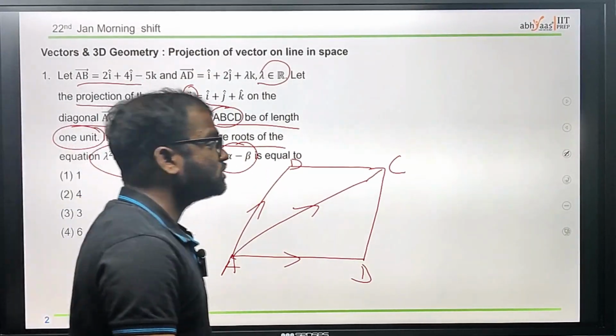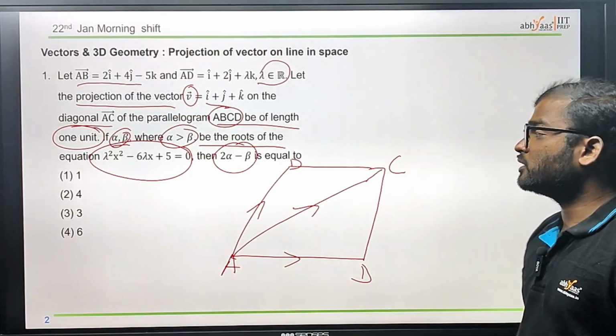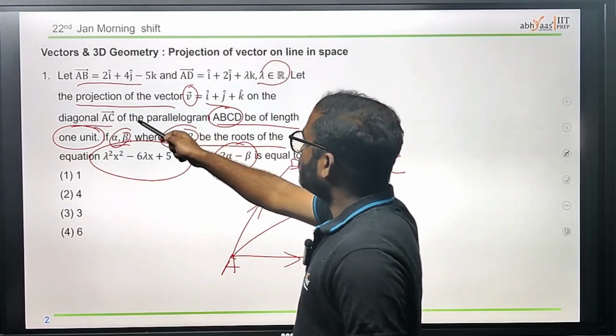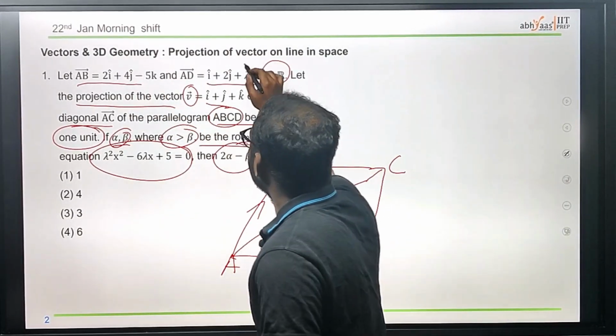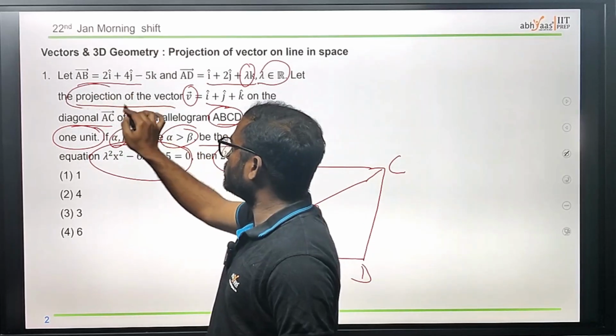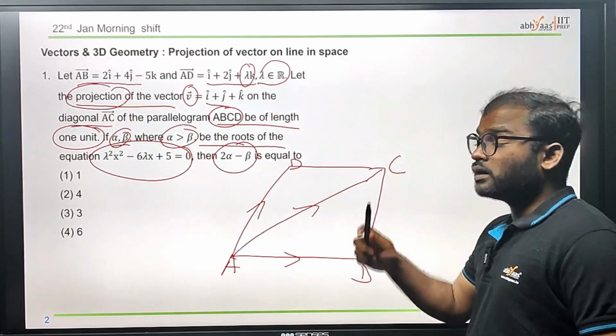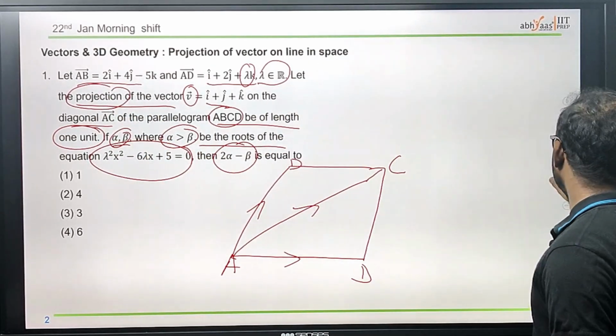We will use whatever information they have given. Firstly they have given the projection of v bar, and also they have given this AD bar. We need to find this lambda. We need to use the projection formula in order to find the lambda value. Okay, let's get started.